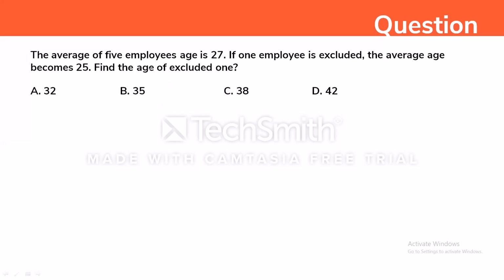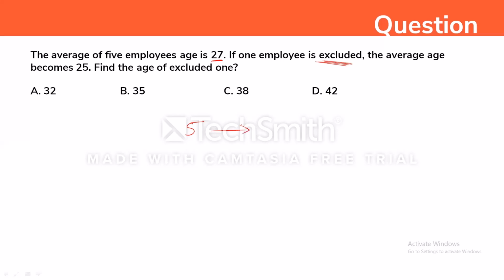The average age of 5 employees is 27. If one employee is excluded, the average becomes 25. You need to be very careful here about whether they are adding a member or removing a member. Find the age of the excluded one. Now the same approach we are following here. In total, how many employees are there? Total 5 employees. Count is 5.